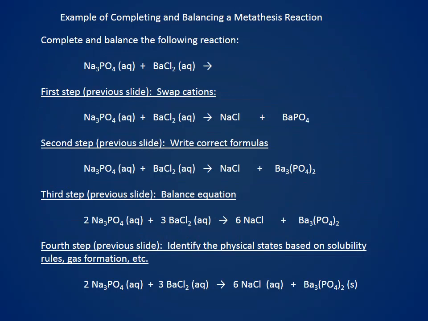So let's try this one and see what happens. We're going to take sodium phosphate and barium chloride. This may look roughly familiar. We did a limiting reactant problem with this approach earlier. And so we're going to start over here. We want to get all the way down to completing and balancing this equation.